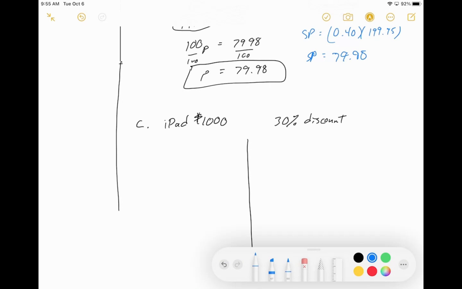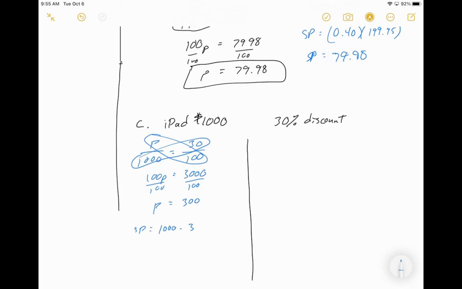Okay. Two different ways to do it. This is how we did it yesterday. 30 over 100 is equal to P over 1,000. P is equal to 300, but then you have to subtract. So our sales price is equal to 1,000 minus 300, which is $700. That's how we did it yesterday.